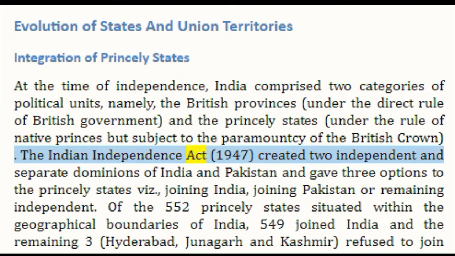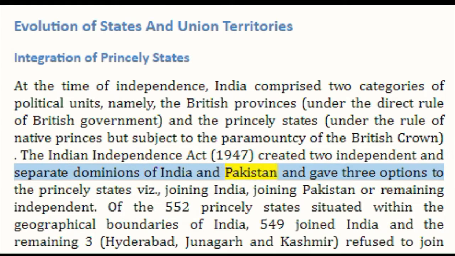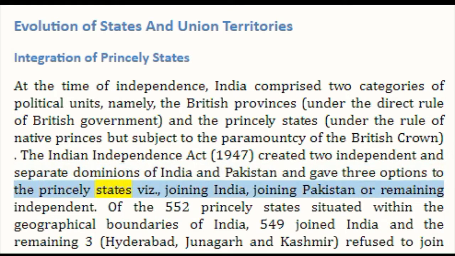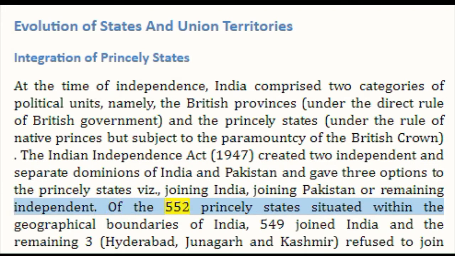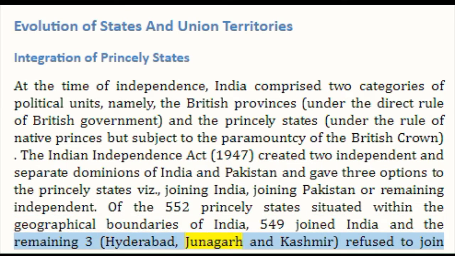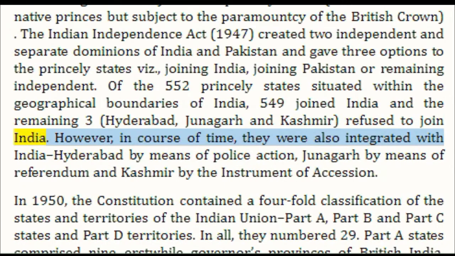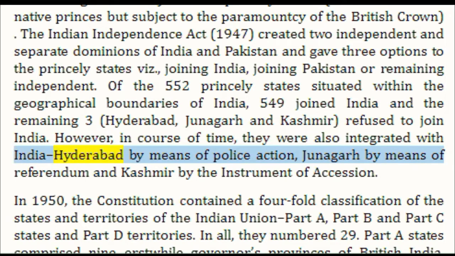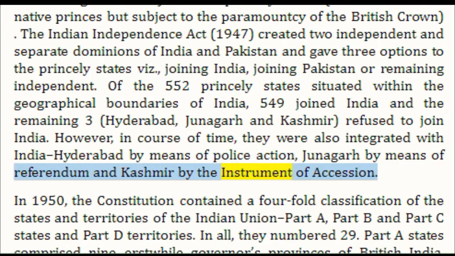The Indian Independence Act, 1947, created two independent and separate dominions of India and Pakistan and gave three options to the princely states, viz. joining India, joining Pakistan or remaining independent. Of the 552 princely states situated within the geographical boundaries of India, 549 joined India, and the remaining three, Hyderabad, Junagadh, and Kashmir, refused to join India. However, in course of time, they were also integrated with India, Hyderabad by means of police action, Junagadh by means of referendum, and Kashmir by the instrument of accession.